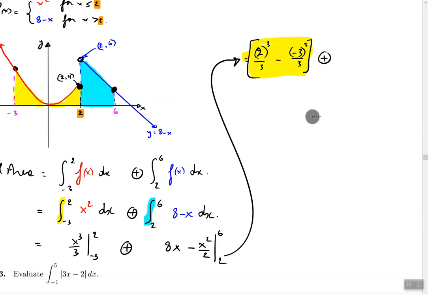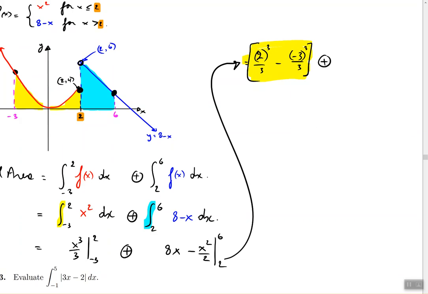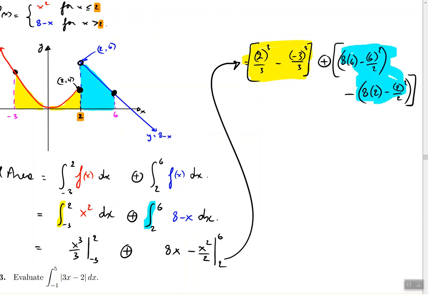And now we're going to need to plug in the upper bound, which is 6, and the lower bound, which is 2. So let's plug in the 6 next. So 8 times 6 minus 6 squared over 2. That's the upper bound. Then we're going to take away the lower bound. So 8 times 2 minus 2 squared over 2. That whole thing is the lower bound, and we're going to subtract those two. So all of these right here represent the blue integral. And now it's just a matter of putting that whole thing into the calculator and getting the solution.